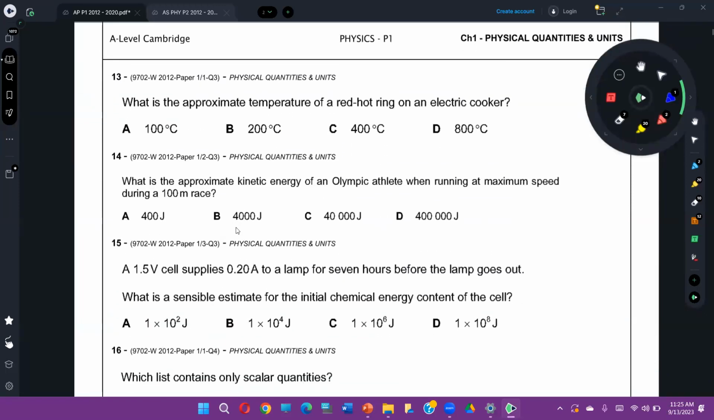Now look at this question. I'm not solving it. I'm just showing you a flavor, just like people show when they are cooking something. Look at this question 13. What is the approximate temperature of a red hot ring on an electric cooker? Is it an estimation?